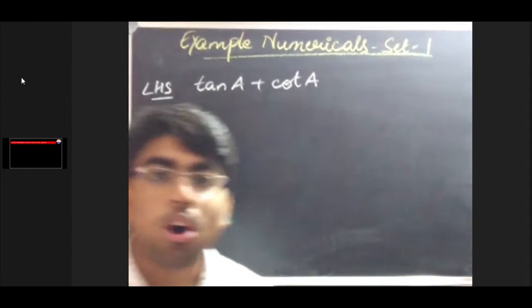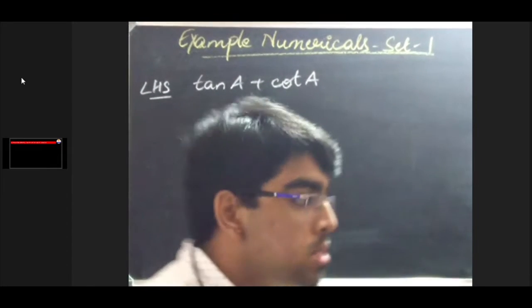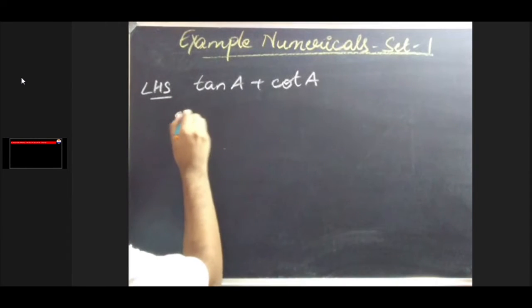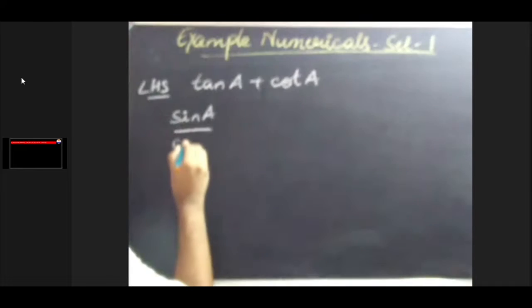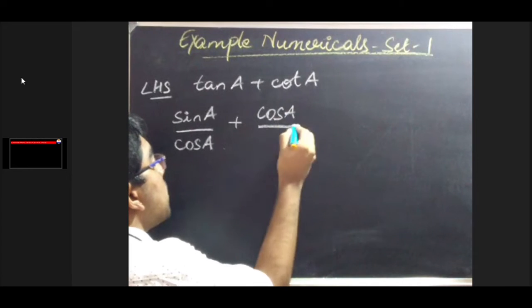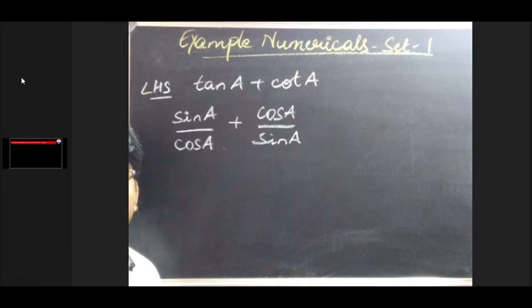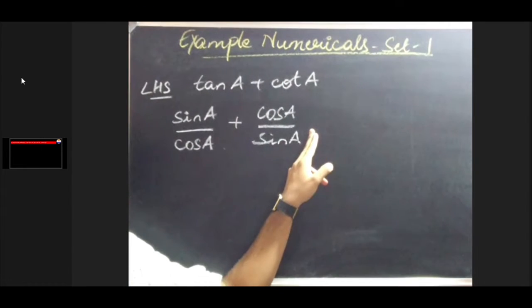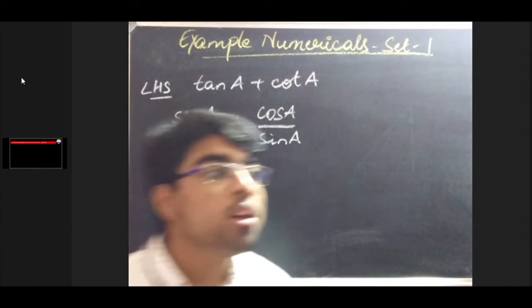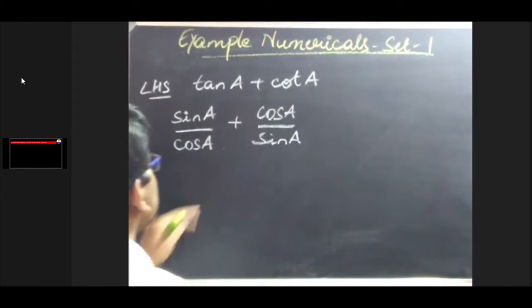So this tan and cot can be expressed in terms of sin and cos. Using our quotient relations, we can express them. So sin A by cos A plus cos A by sin A. I will be using two different colors over here. This is one color and this is the other color. Whichever I write in this yellow color is just for your reference, so we will not be using it in our examination. So let's start with this.